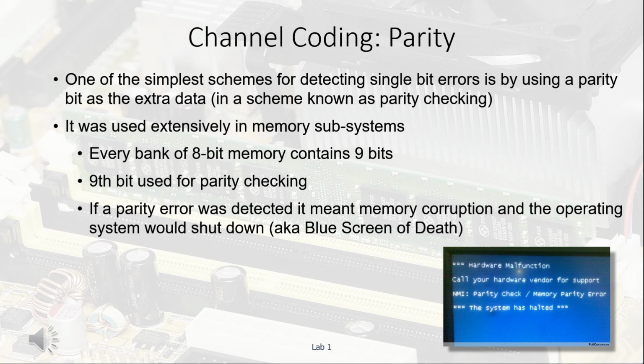For example, typically every byte has 8 bits. However, in some older memory subsystems, they had 9 bits, and the 9th bit was used for parity checking. If a parity error was detected, then the operating system would shut down. You may have experienced the blue screen of death, and there's an image at the bottom of the screen that shows something like this that can happen.